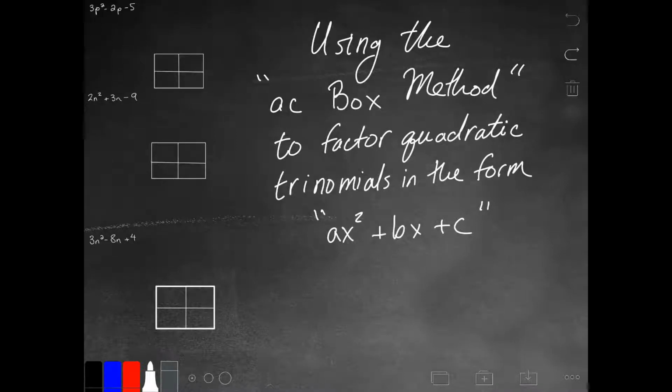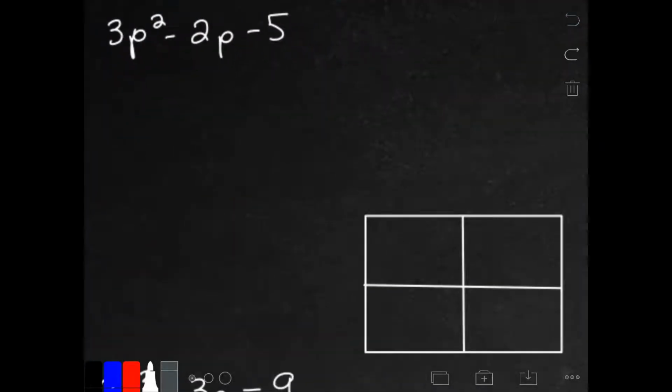Hey everybody, Mr. Gajewski here, and today we're going to talk about using the AC box method to factor quadratic trinomials in the form ax squared plus bx plus c. So let's jump right into it and take a look at our first example.